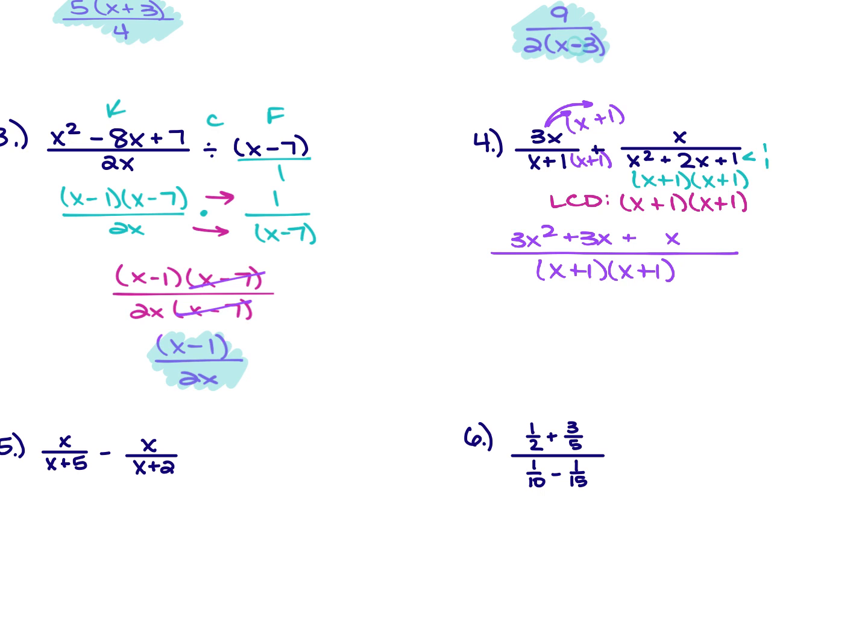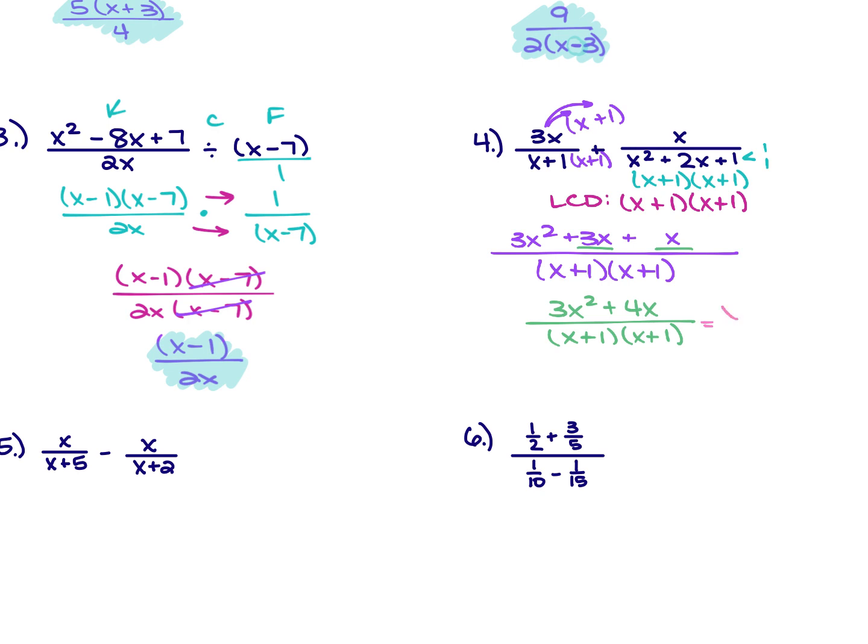So from here, you just combine your like terms, which is the 3x and the x. So that gives you 3x squared plus 4x all over x plus 1 times x plus 1. Now, tomorrow, your directions for this type of question are going to tell you to write your answer in factored form. This is not completely factored on the top because you have a greatest common factor between the x squared and the x, which is x.